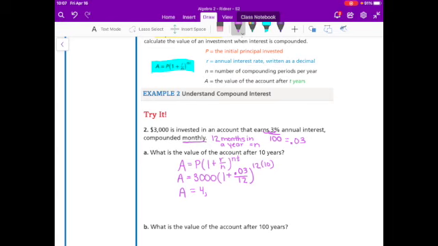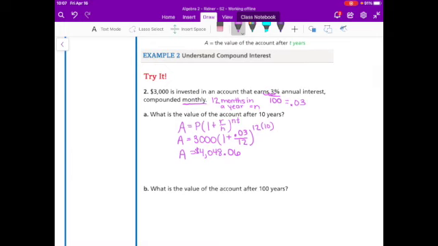$4,048. If I round to the nearest cents, it's 0.06. So after 10 years, the 3,000 would still be there, but you would have an additional $1,048.06.